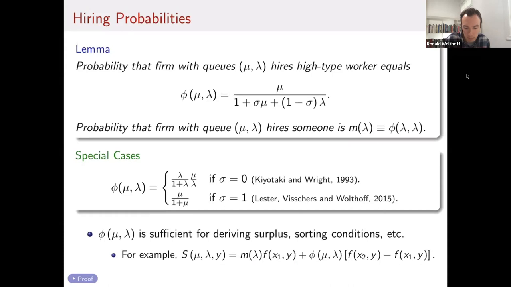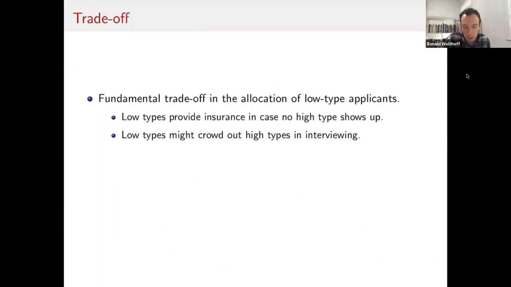Okay, so let me go to Giuseppe's question. What is the trade-off? I wrote it here in terms of the planner, but the same is true for firms. There is a trade-off for firms in whether they want to attract low-type applicants or not. The problem we just saw already is that low types might crowd out high types in interviews. If a lot of bad workers apply, you can only interview some and you can't tell them apart initially, they may take up valuable interviewing spots.